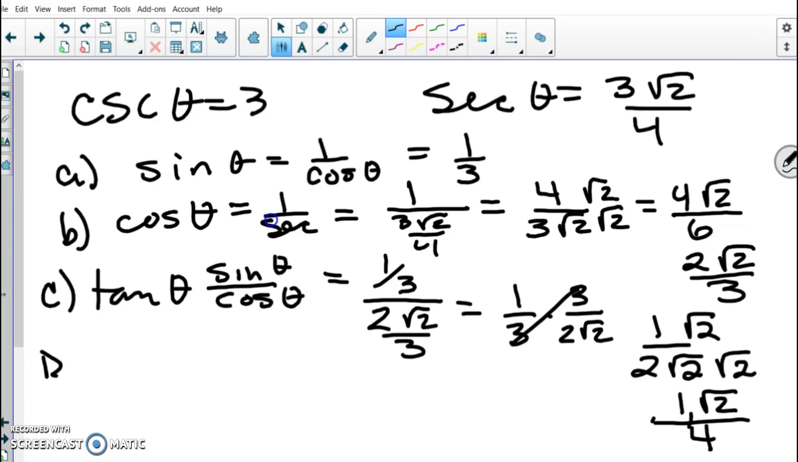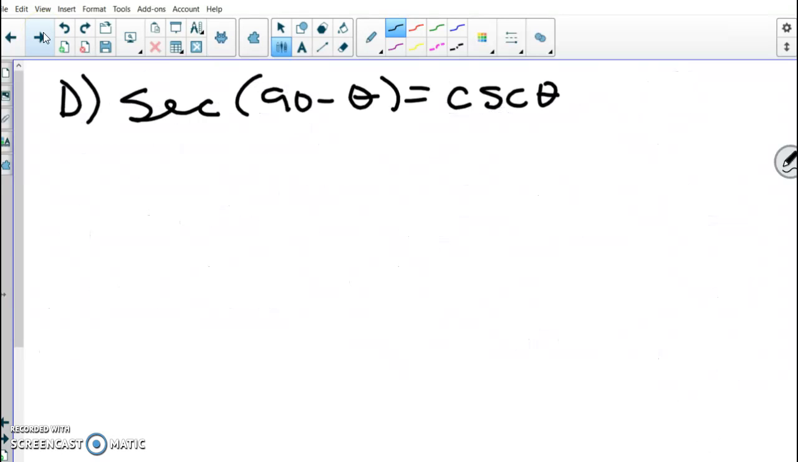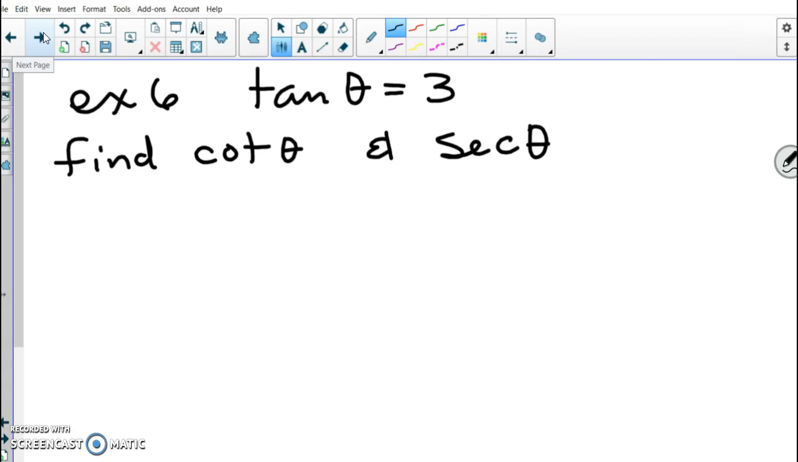And the last one, part D. We remember from page 275 that the cofunctions secant and cosecant are complements of each other, and in part D, we're given that the cosecant of theta is 3. Well, if we look at this next definition, cosecant and secant are cofunctions. Secant of 90 minus theta is equal to cosecant of theta. Since cosecant of theta is equal to 3, then the secant of 90 minus theta is also equal to 3. We're going to take a quick look at example 6.